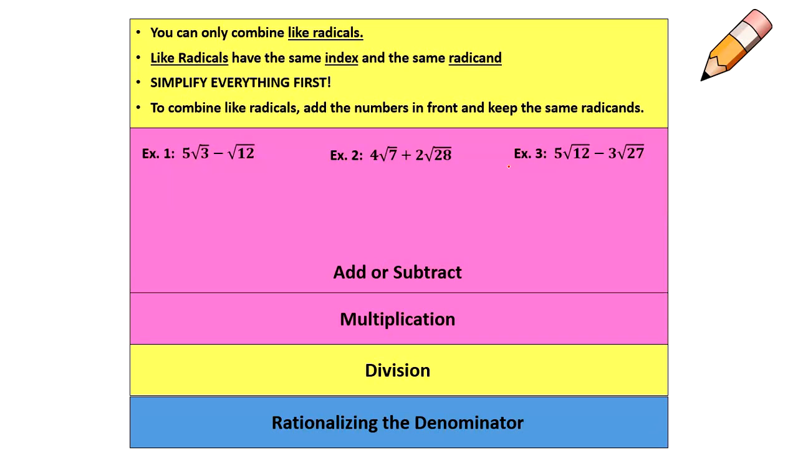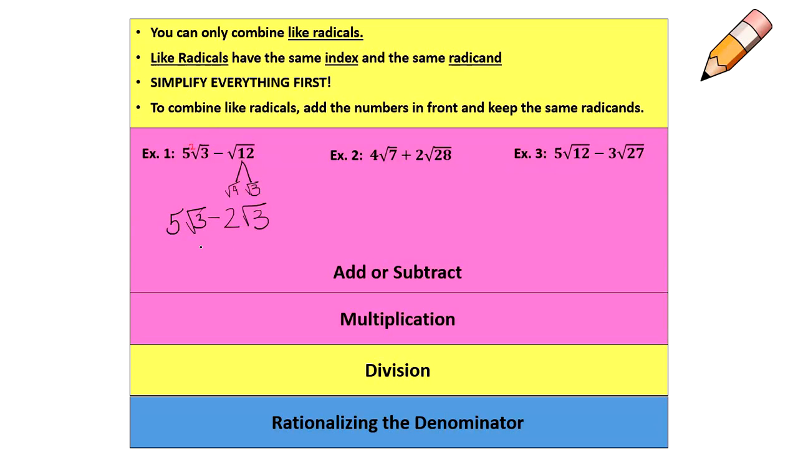Alright, so let's break this down. I need to get like radicals. Notice, guys, they both have the same index. They both have a little 2 in the back there. But they do not have the same radicand. So I'm going to simplify both of them. Now, 3 cannot be simplified, right? There is no perfect square that I can factor or divide out of 3. But I can do 12. So that'd be square root of 4 and square root of 3, right? So I can make this 2 square roots of 3 right there.